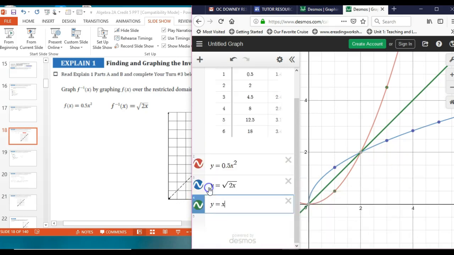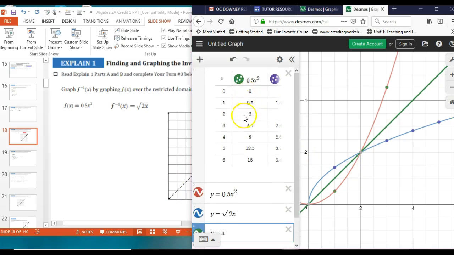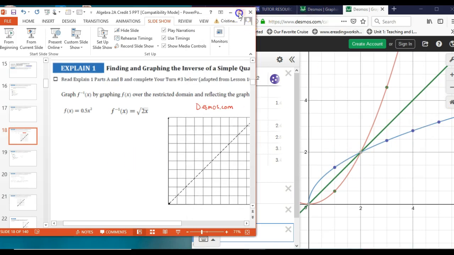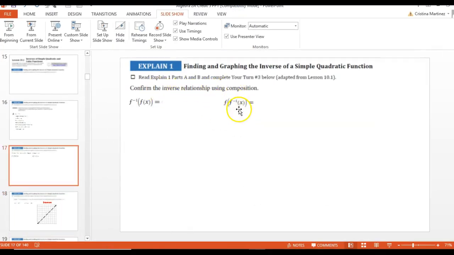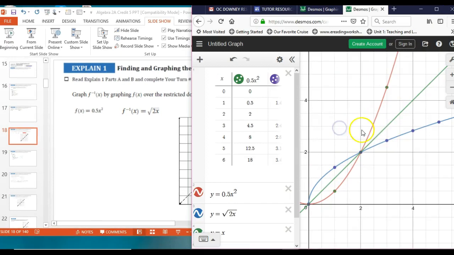Again, you can show it or hide it. And you'll see here that it does show that not only do I have a graph that I can now write on my own piece of paper, because I do have a table of values, but I also see that they are, in fact, inverses, because they are like opposites or reflections of each other. So without confirming by composition, we visually were able to see that they are, in fact, inverses of each other. And we can use this tool to help us with the next explain and the problem in your packet.